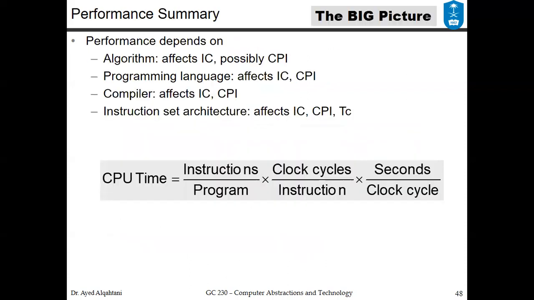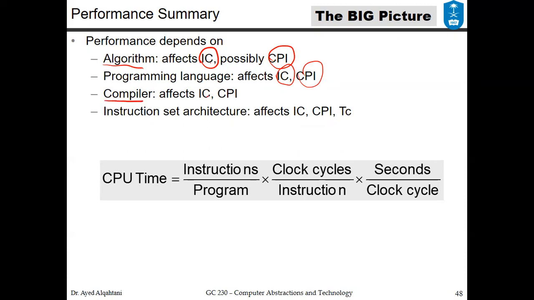Now, as a performance summary, the performance depends on many things: the algorithm, the programming language, the compiler, and the instruction set architecture, or the ISA. The algorithm affects the instruction count and possibly the CPI. And you should think about this. The programming language affects the instruction count and the CPI. So basically, the software affects the same thing: the instruction count and how many cycles per instruction.